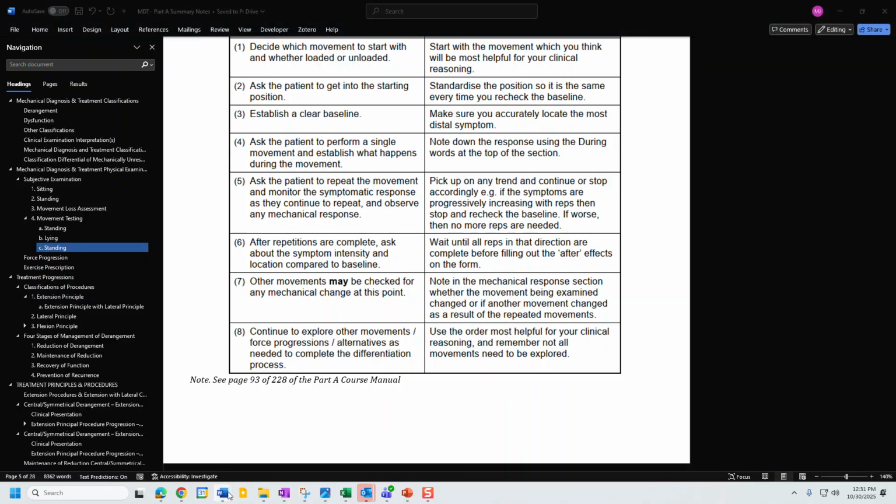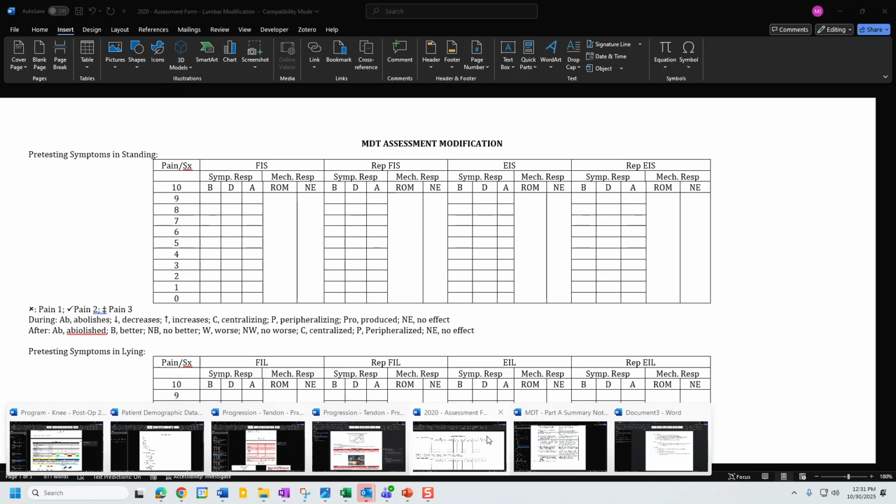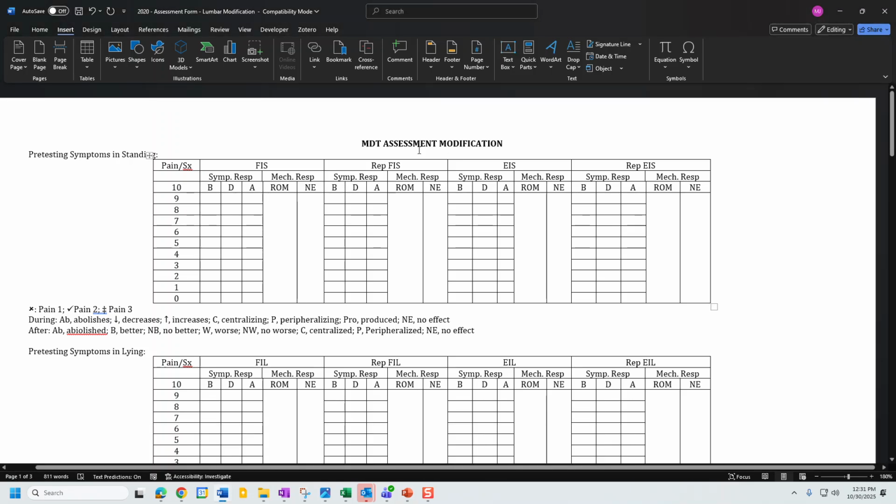The other resource that would be valuable is the MDT assessment modified. That is my modification, and this is one way that MDT providers structure it. You have a pain scale where they're starting and where they end. They use symbolization: AB is abolish, down arrow is decrease, up arrow is increase, C is central, and so forth. You would put that in accordingly, like a check mark or increase.